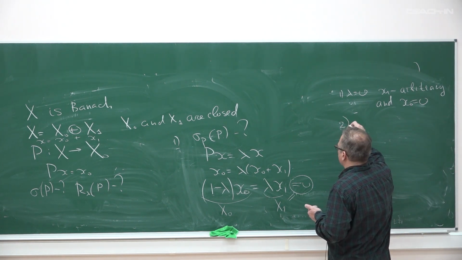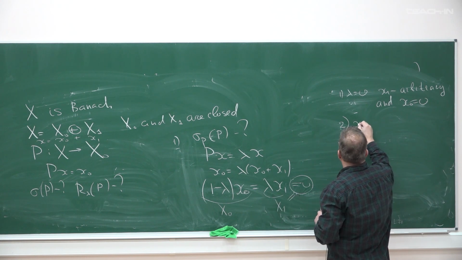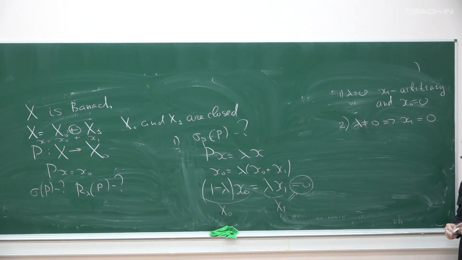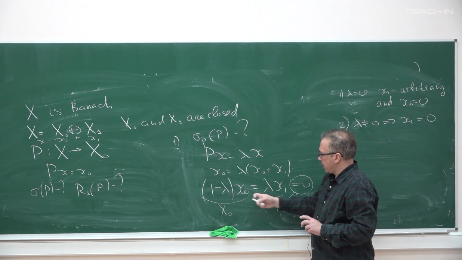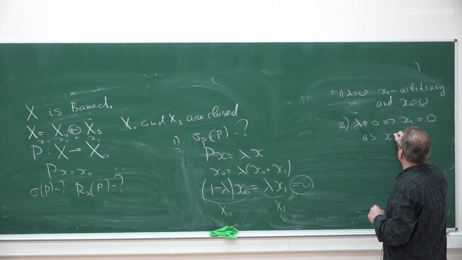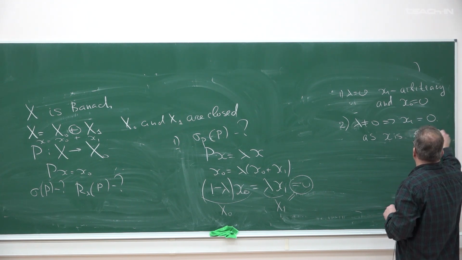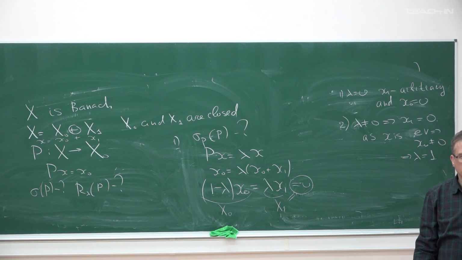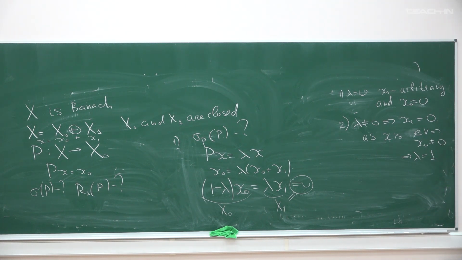Second, x1 is 0, lambda is not 0. Then x1 equals 0. Then we immediately obtain that x0 is not 0, because it is an eigenvector. Then lambda equals 1 immediately. We want to find the eigenvector. I remind you the eigenvector is not the zero vector, so one of the components x0 or x1 is not 0. So the first subspace X0 is the space of eigenvectors with eigenvalue 1.